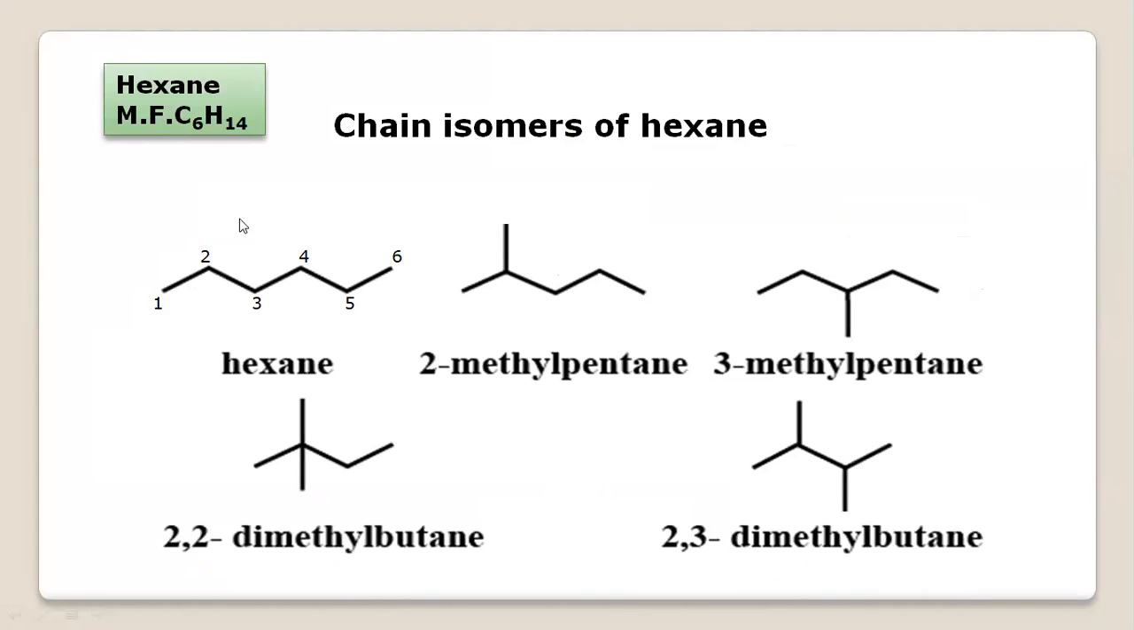For hexane, C6H14, now see, these are different examples of chain isomers of hexane. This is the straight chain, and all these are branched, where methyl groups are present on the carbon chain, and they form different structures: 2-methyl pentane, 3-methyl pentane, 2,2-dimethyl butane, 2,3-dimethyl butane. So these are the different isomers of hexane, and all these are bond line structures for the isomers of hexane.